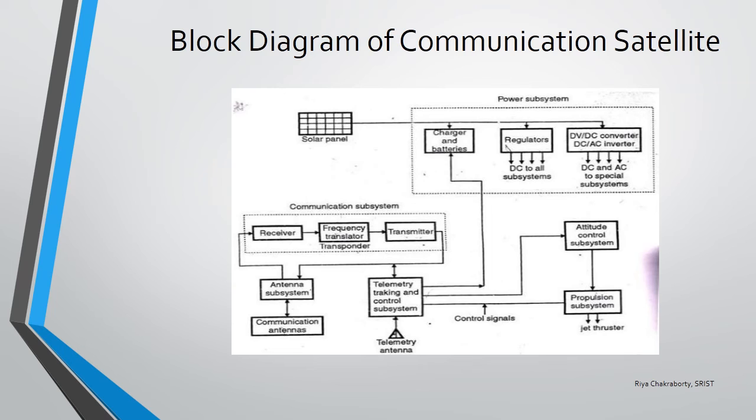The attitude control subsystem provides stabilization in orbit. It fires the jet thrusters to perform attitude adjustment. So, I think this is clear to you.